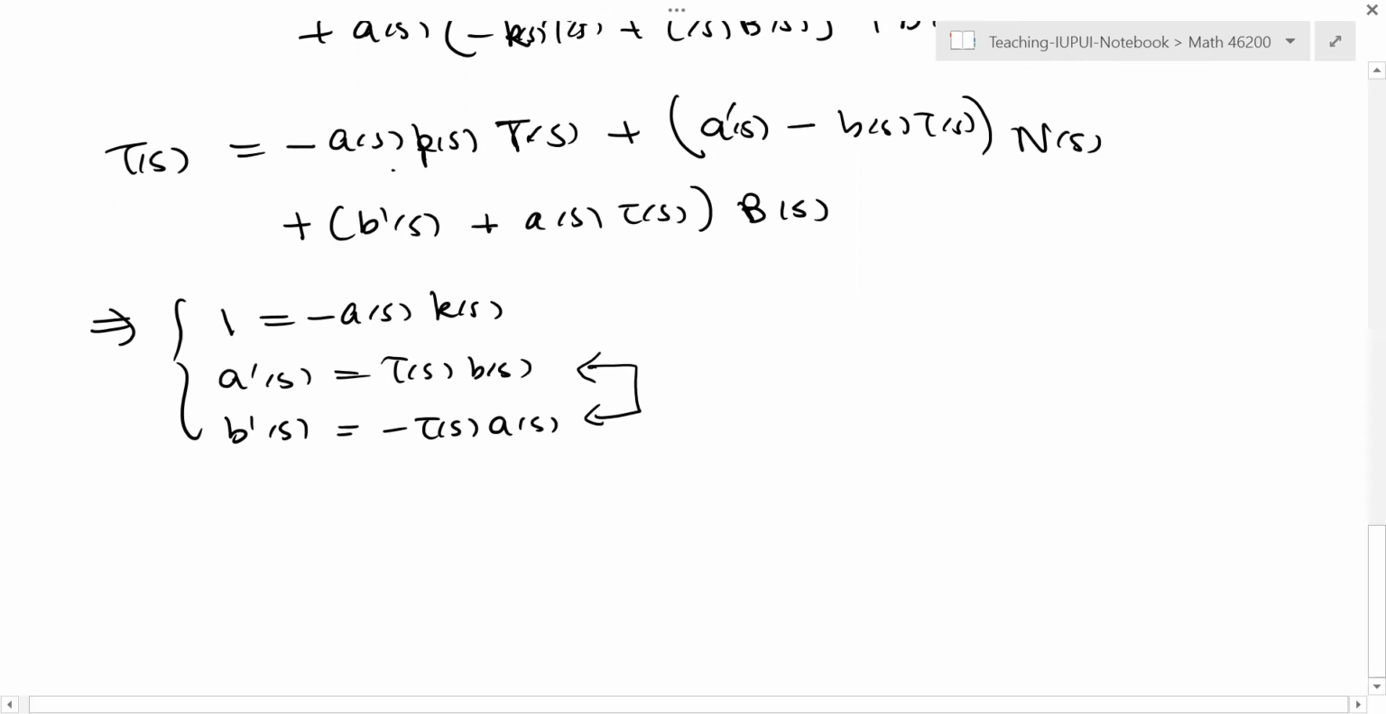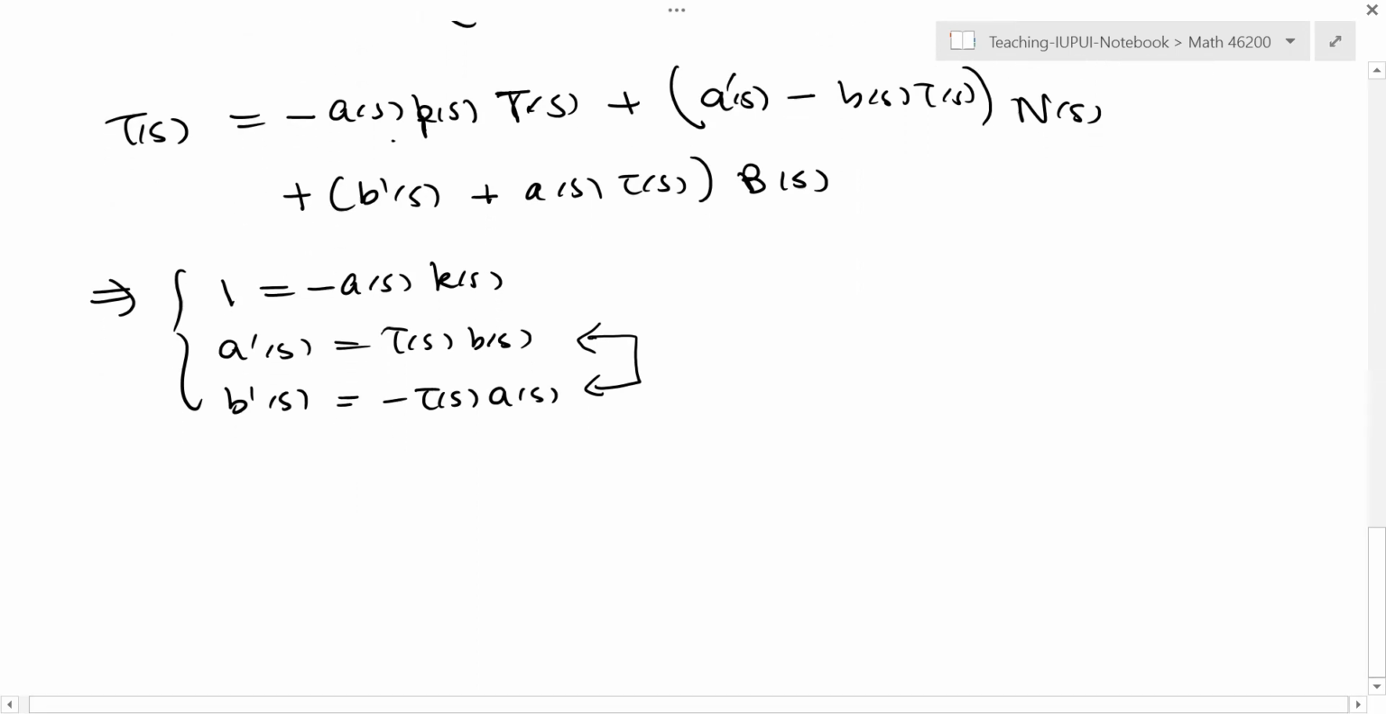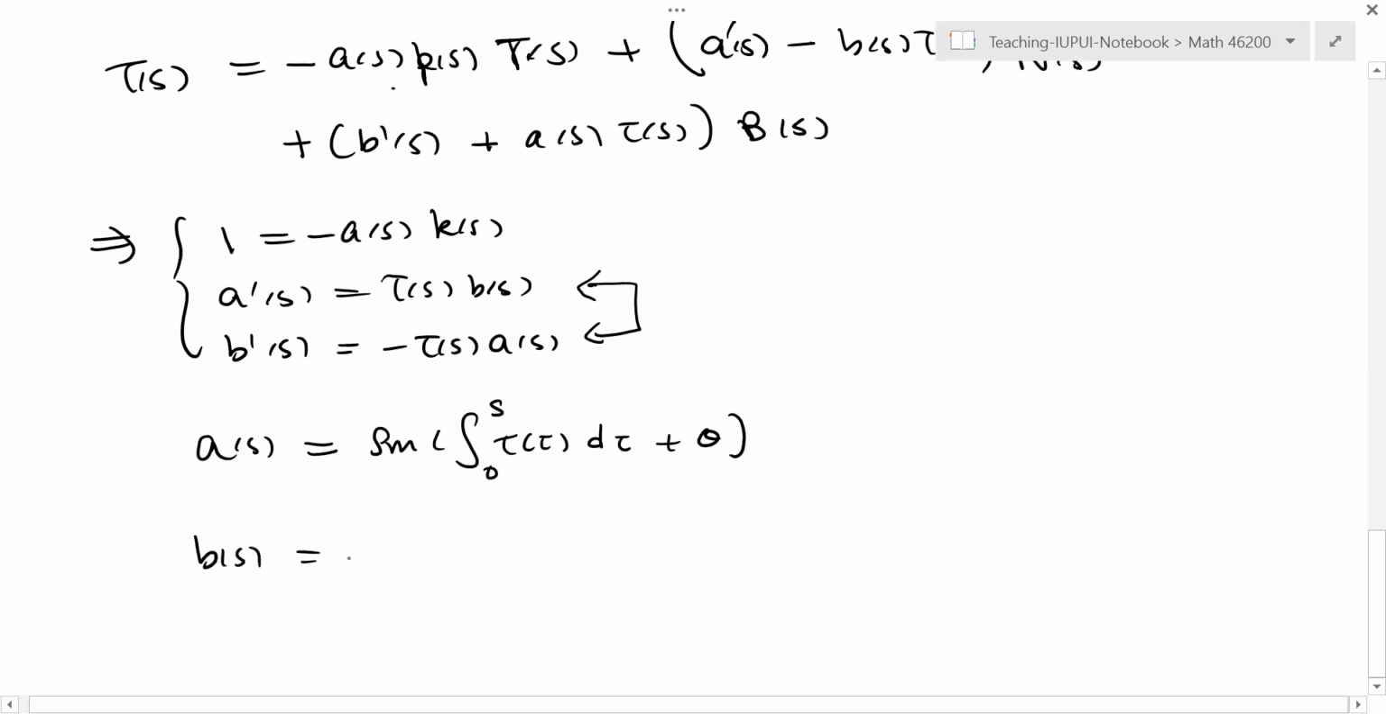That means, since a squared plus b squared is equal to 1, this implies a must be sine of the integral of tau, okay? And plus the angle depends on the initial value. So let's put theta here, theta 0. It doesn't matter where you start from 0, then you have s, for the simplest. And b of s is going to be sine, cosine.